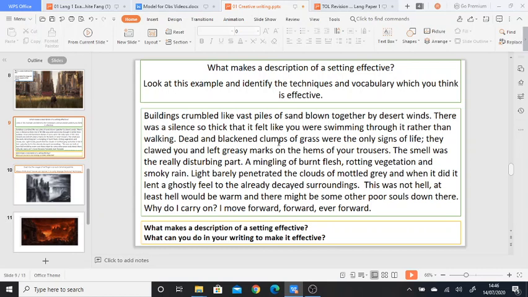Here you've almost got the sense of zooming into something. Then you get the shift to the smell. The smell was the really disturbing part, a mingling of burnt flesh, rotting vegetation, smoking rain. Light barely penetrated the clouds of mottled grey. And it goes on until the end, where it says, why do I carry on? I move forward, forward, ever forward. Again, ending the description in a really powerful way. Okay, so you've got a really good example there of a description.